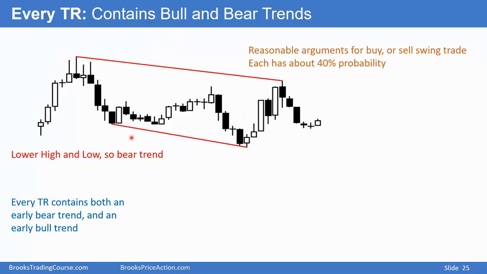Lower highs, lower lows, bear trend. Higher highs, higher lows, bull trend. But a trading range, and that's the case with all trading ranges. There's always both the early stages of a bull trend and the early stages of a bear trend. And anytime you have a decent signal, like a high two buy here, 40% chance it's the start of a swing up. A decent sell signal, micro double top here, lower high, decent bear bar, 40% chance it's the start of a swing down.